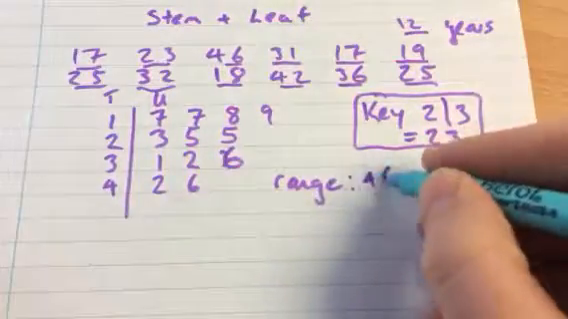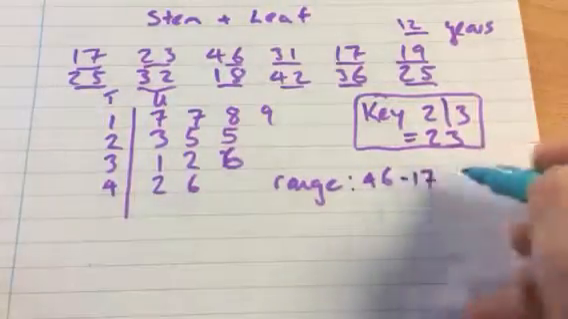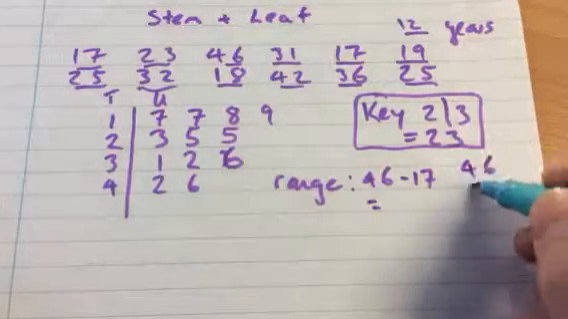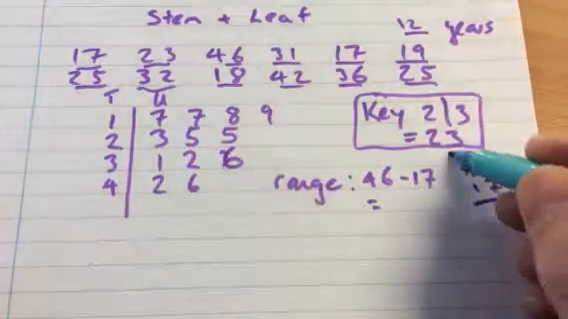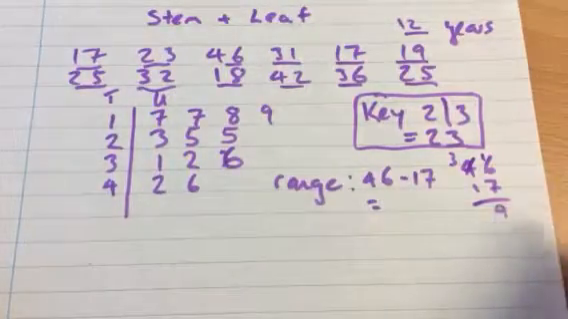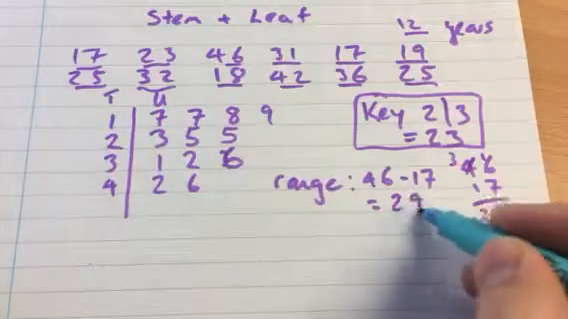The biggest number is 46, and the smallest number is 17. So 46 minus 17, I have to carry that. That gives me 9. So the range is 29.